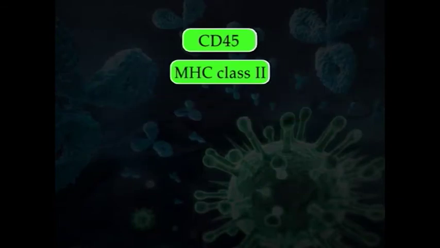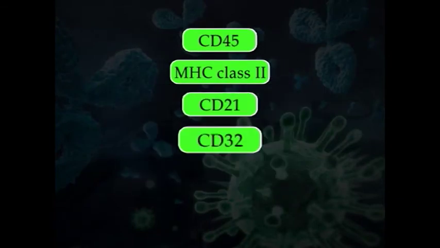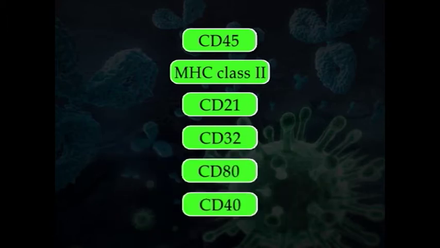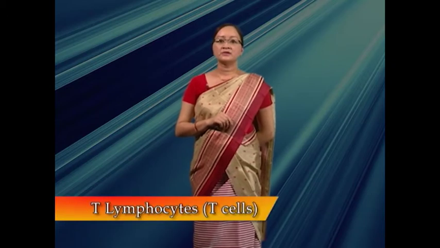Memory B cells express the same membrane-bound antibody as naive B cells and remain in circulation for a long time, and thus have a long lifespan. B cells act as antigen-presenting cells. Mature B cells express many other molecules on the cell membrane. Some of the important proteins present on the membrane of B cells besides antibody are CD45, MHC class II, CD21, CD32, CD80 and CD40.